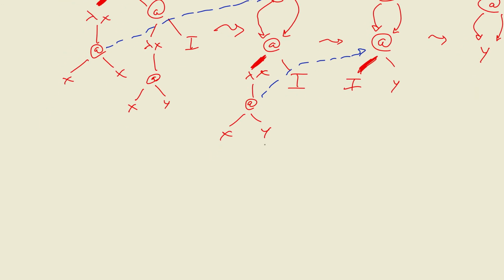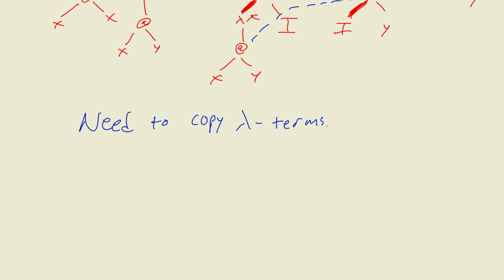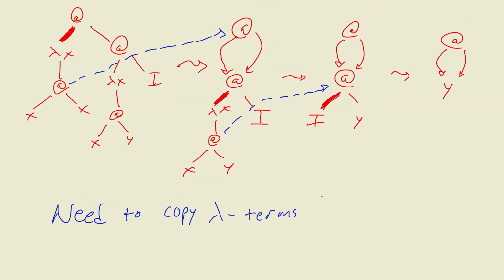The problem is, though, you need to copy lambda terms. And I'd like to try to see if I can have a small, simple example of this. So this is the downside of this algorithm. It is not optimal, because you may be forced to copy some redexes. You make a copy of a redex.